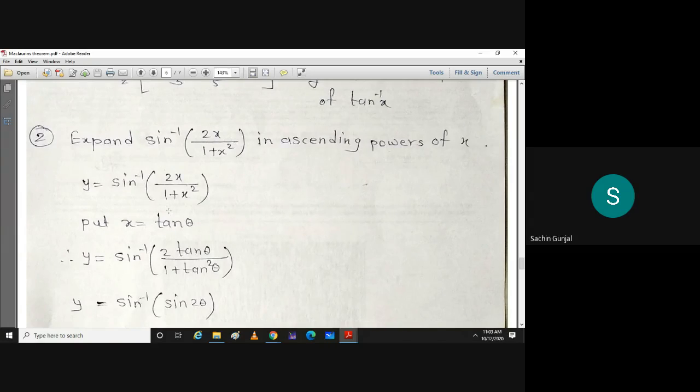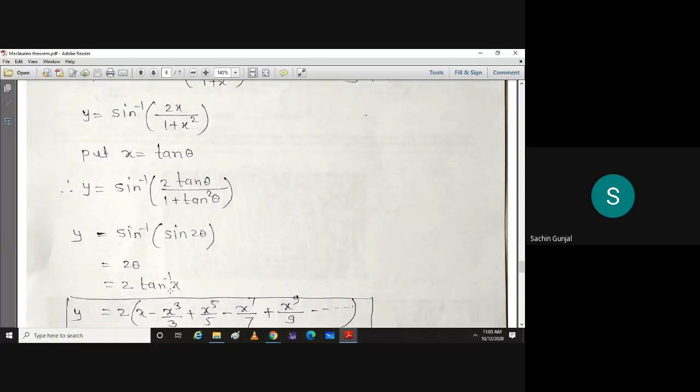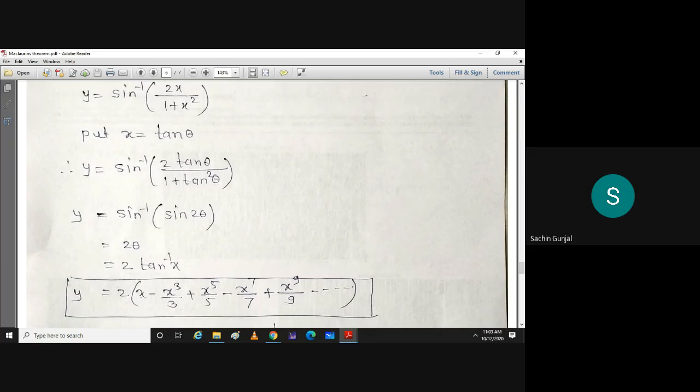So if you substitute x is equal to tan theta, then 2 tan theta upon 1 plus tan square theta is the standard formula of sine 2 theta. So sine inverse of sine 2 theta is nothing but 2 theta, and theta is tan inverse x. Therefore, 2 into the expansion of tan inverse x, which is x minus x cubed by 3 plus x raised to 5 by 5 and so on. Okay, easy?